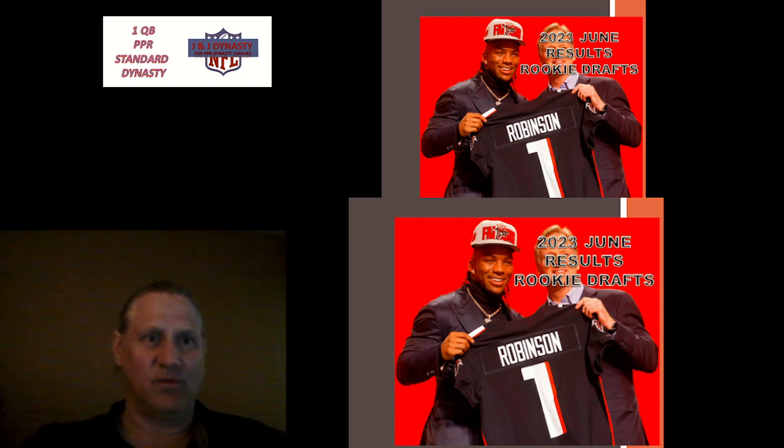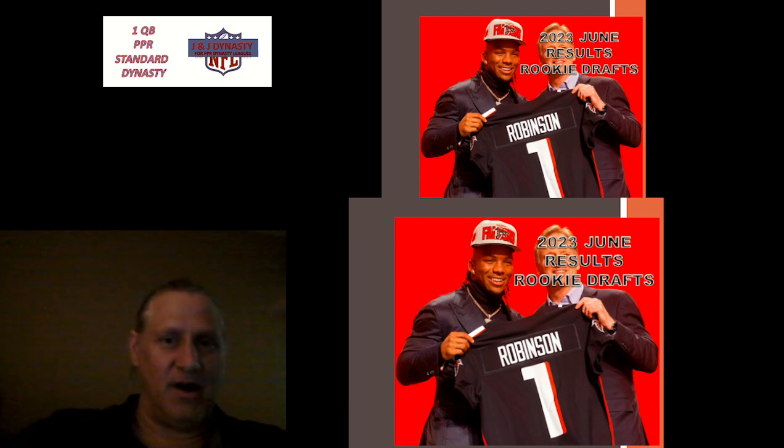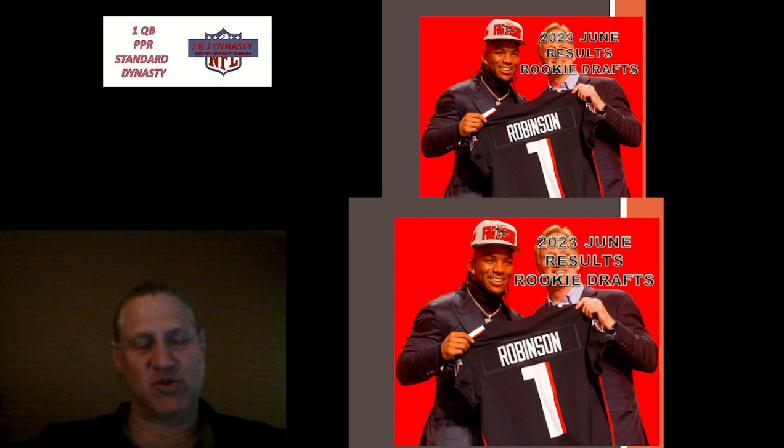So once again, this is a 1 quarterback PPR standard dynasty drafts that I'm making these, and it was for two different drafts. So this is the amalgamation or the average, the mean, however you want to say it, of these 2 drafts. So hopefully that gets you a little bit more towards a standard consensus in all these drafts.